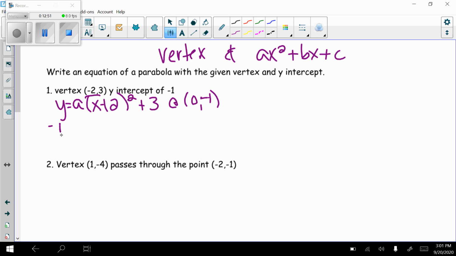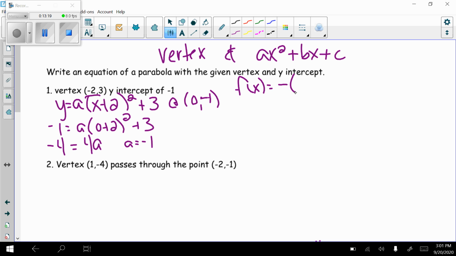So y, negative 1, equals a. Instead of x, I'm going to put 0. So I have 0 plus 2, quantity squared, plus 3. I'm solving this for a. So I'm going to subtract 3 from both sides. So I have negative 4 equals 0 plus 2 is 2, 2 squared is 4, equals 4a. Divide by 4, I get a is negative 1. So the vertex form is f of x equals negative, parentheses, x plus 2, quantity squared, plus 3.